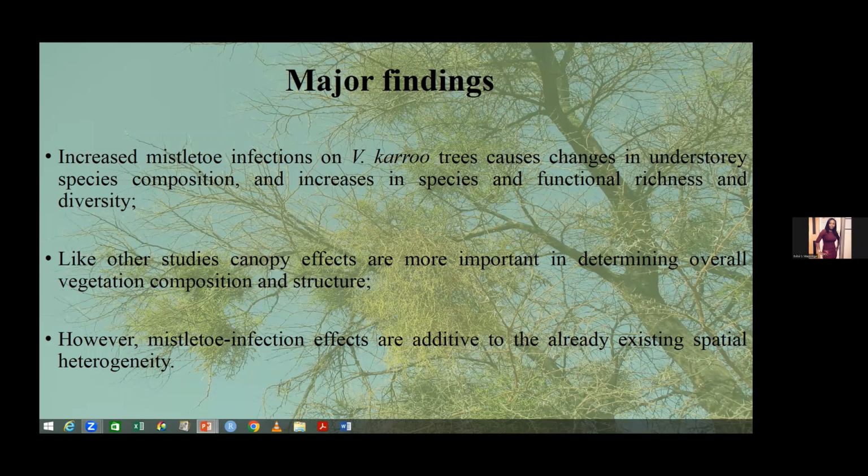We can say that mistletoes further enhance the effects that tree canopies have on the spatial heterogeneity of nutrients and vegetation structure and composition. So this suggests that canopy effects are far more important in determining overall vegetation composition and structure, whilst the mistletoe infection effects are additive to the already existing spatial heterogeneity in these semi-arid savanna systems.